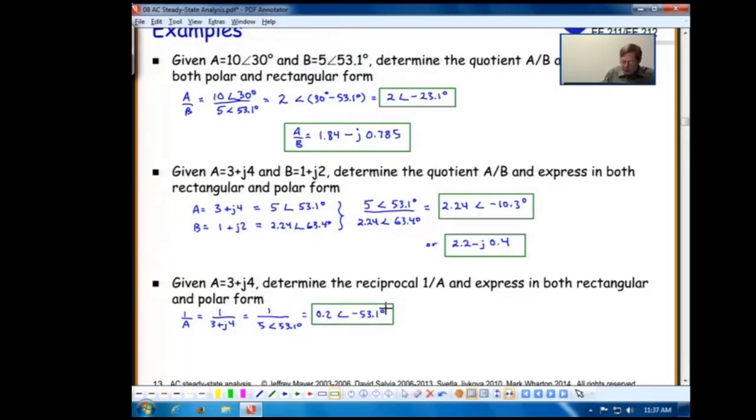If you want to do this the long way, you could also set up the problem as 1 over 3 plus j4 and work in rectangular form, multiply by the complex conjugate to normalize the denominator, and you should arrive at the exact same answer.